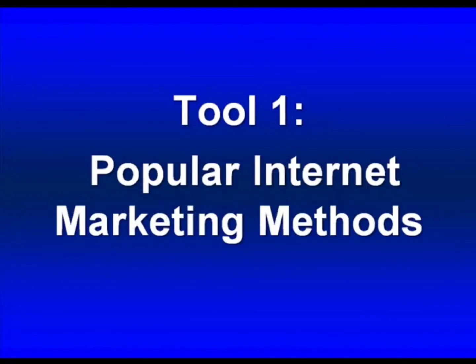Tool number 1, popular internet marketing methods. Essentially, the next videos are going to take a look at individual methods that are performed online through internet marketing. We're going to be talking about things like article marketing, pay-per-click, social networking, and these are buzzwords perhaps that you've heard but didn't really understand exactly what they were, or you're interested in learning more about them. We're going to break it down, and each video will explain exactly what it is.